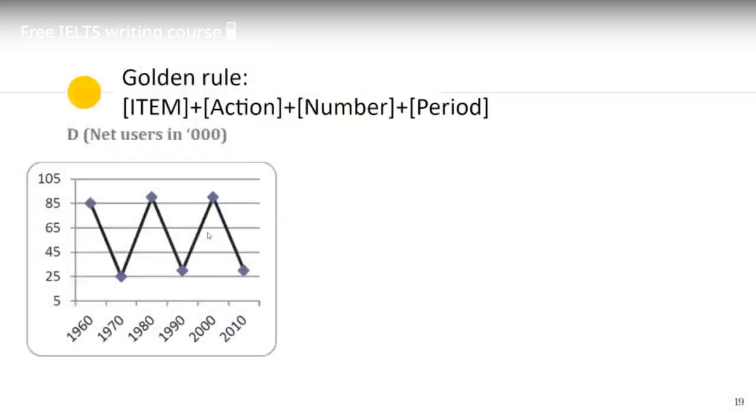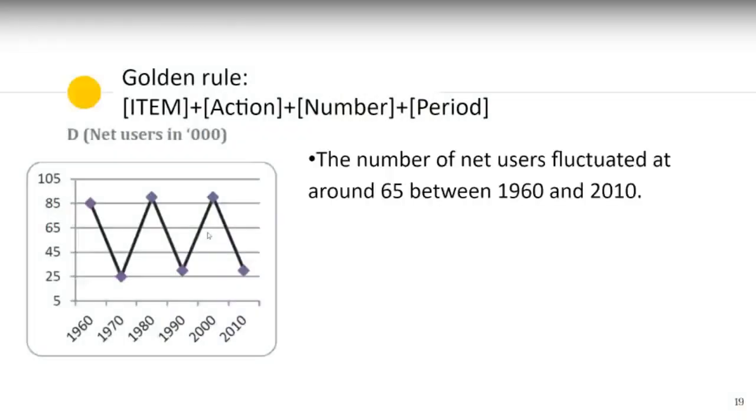The first way, you can just say the number of net users fluctuated at around 65 between 1960 and 2010. You can see I'm saying "fluctuated at around" because this is fluctuating around number 65. But you can also say fluctuated at around 55, because it's the middle part of it. So this is the first way of doing it.